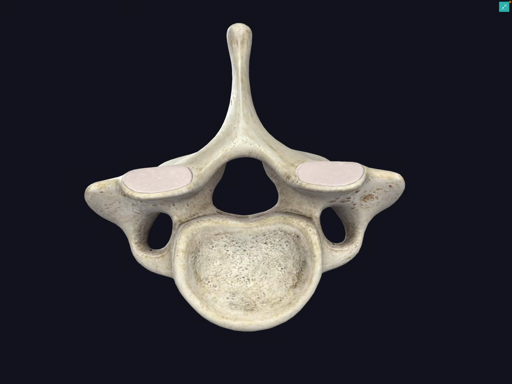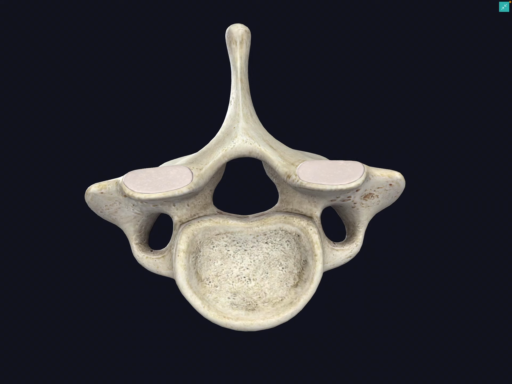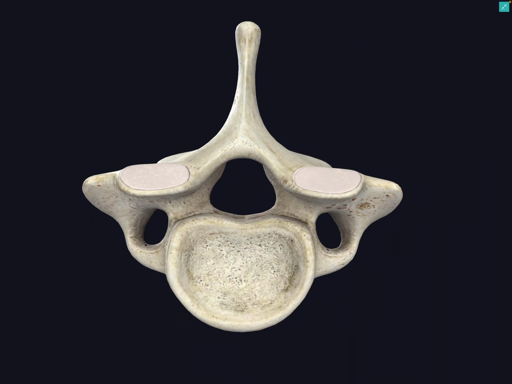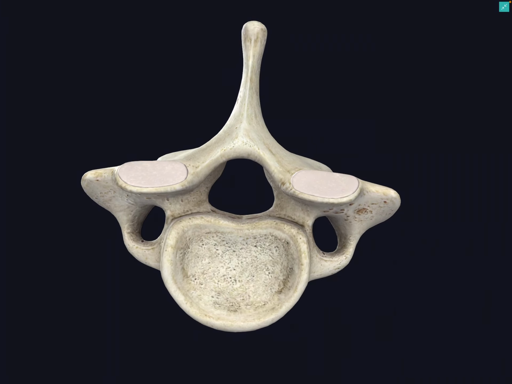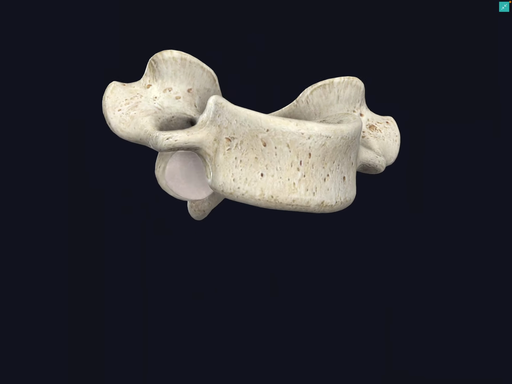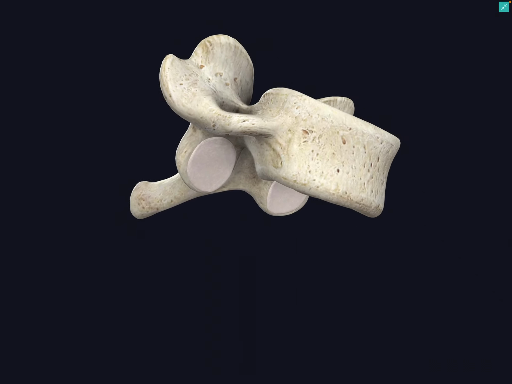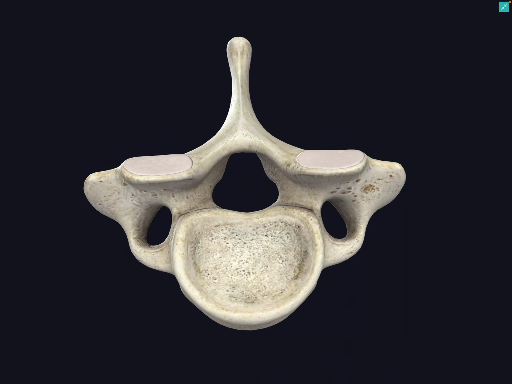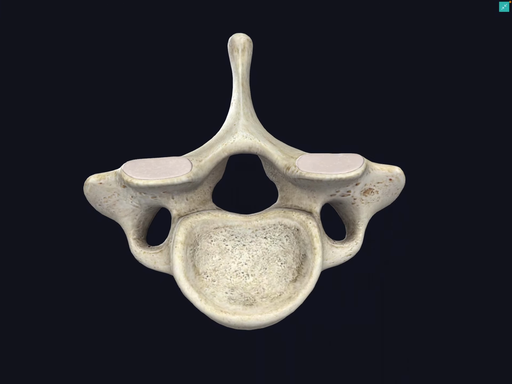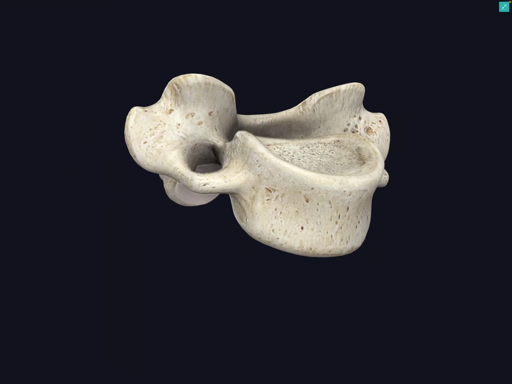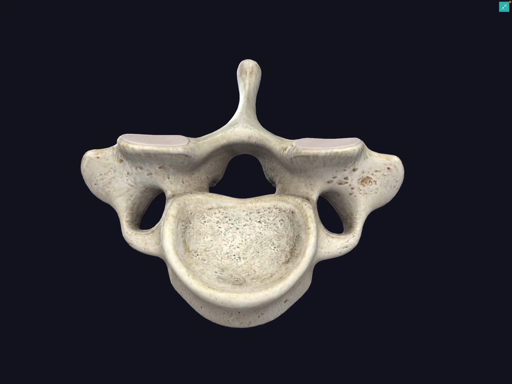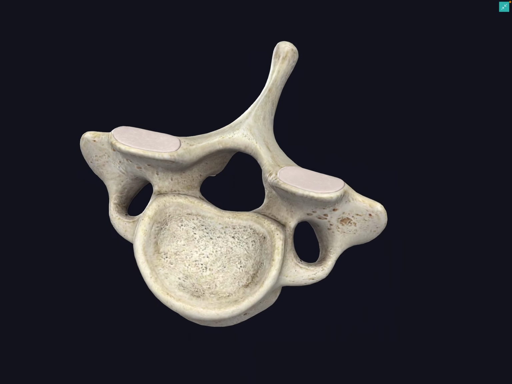The transverse process has a larger posterior root, and they have no anterior tubercles. And the transverse foramina is small, and the vertebral artery does not pass through it. So those are the different features of C7. C7 has a longer spinous process. The transverse processes have a posterior root and no anterior tubercle. And the transverse foramina is small, and the vertebral artery does not pass through C7.